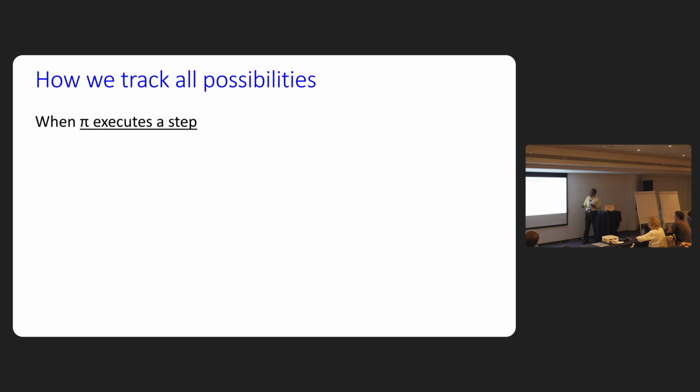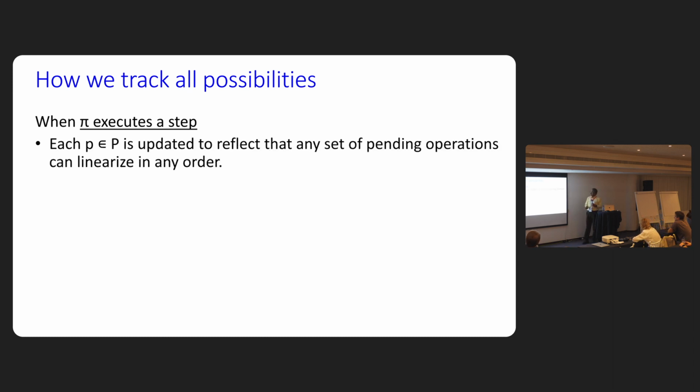When any process pi executes a step, each possibility little p in the current set is going to be updated. I'll denote the new set by P prime. P prime is just what P should get updated to. Each possibility p in the old set is updated to reflect that any set of pending operations, meaning ongoing operations that are not linearized yet in that possibility p, can linearize in any order. That's a crucial rule, this rule 2.